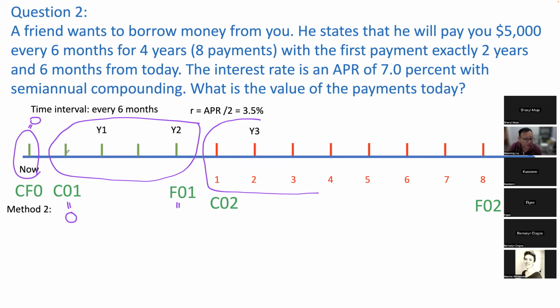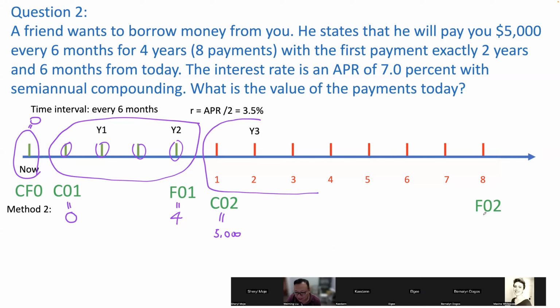4. 4, yeah, you counted, right? 1, 2, 3, 4, right? So that's 4. Good. So now let's move on to the second stream. What's my C02? 5,000. Yeah, thank you. 5,000. Thank you very much. And what is my F02? 8. 8. Thank you.